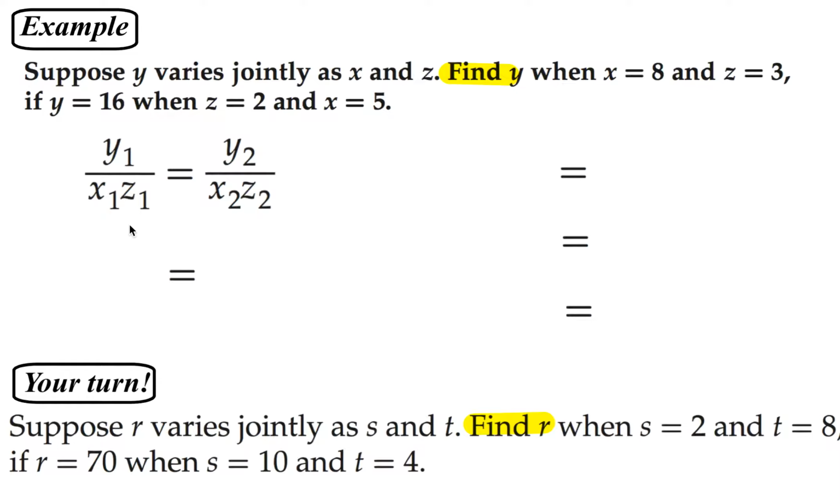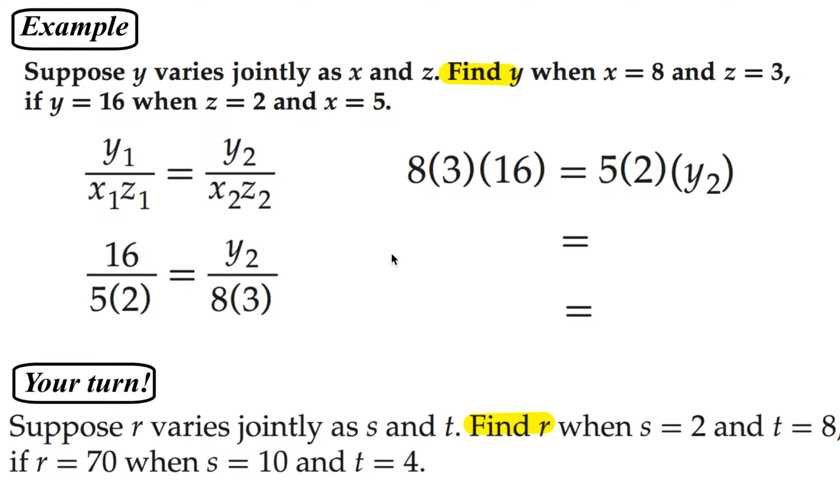And so we need to just make sure we're putting the things together that belong together. The 16, the 2, and the 5 go together, and the y, the 8, and the 3 go together. So we have 16 over 5 times 2 is equal to y2 divided by 8 times 3. And then cross multiplying, we get 8 times 3 times 16 equals 5 times 2 times y2. And then 384 equals 10y2, dividing by 10, we get 38.4.